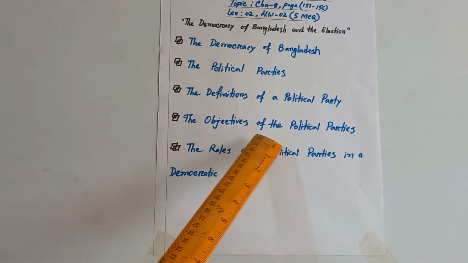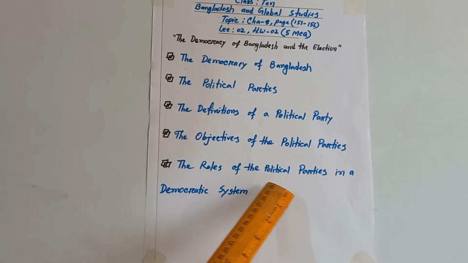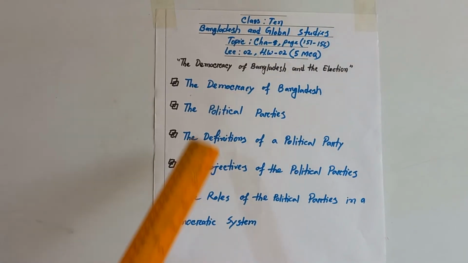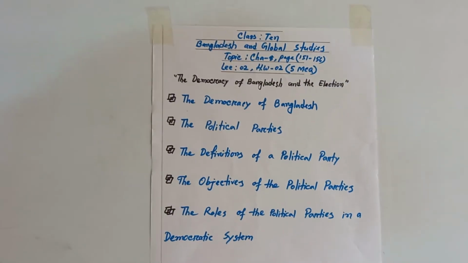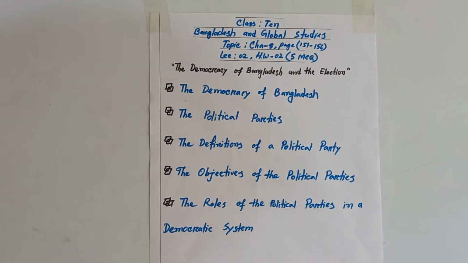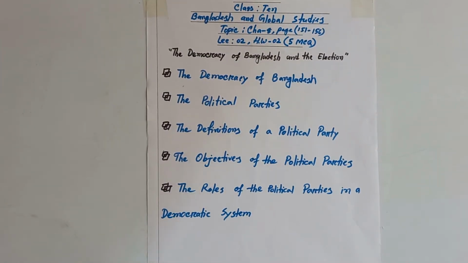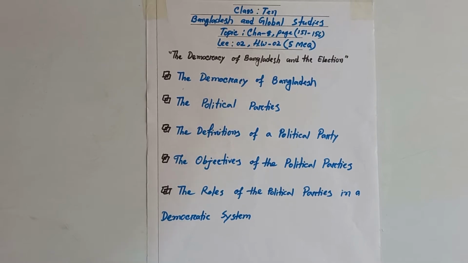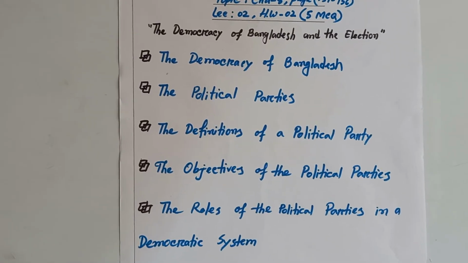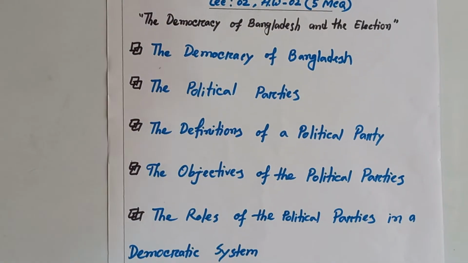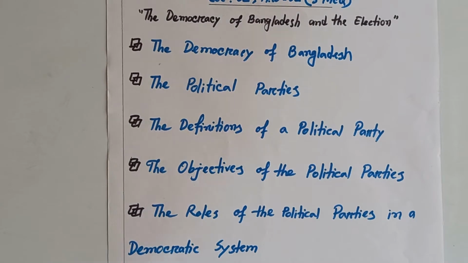Then we will discuss the political parties, the definition of a political party, the objectives of political parties, and the roles of the political parties in a democratic system. So let's begin with the first point, the democracy of Bangladesh. In the first class, you have learned about democracy and the introduction. What is democracy and what are different kinds of democracies, that means the classification.